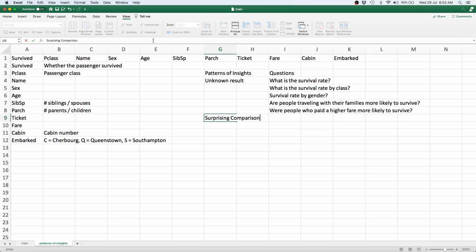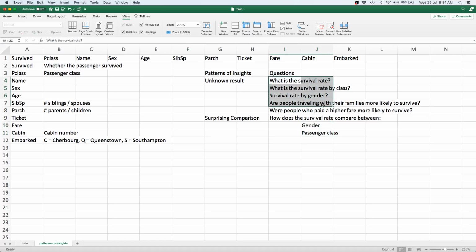So these are essentially questions like how does the survival rate compare between, say, gender and passenger class. Now maybe a couple of these questions we have already addressed here, but anyway, let's put them down here in the interest of completeness. How does the survival rate compare between age, for example? Are younger people more likely to survive, or are older people more likely to survive?